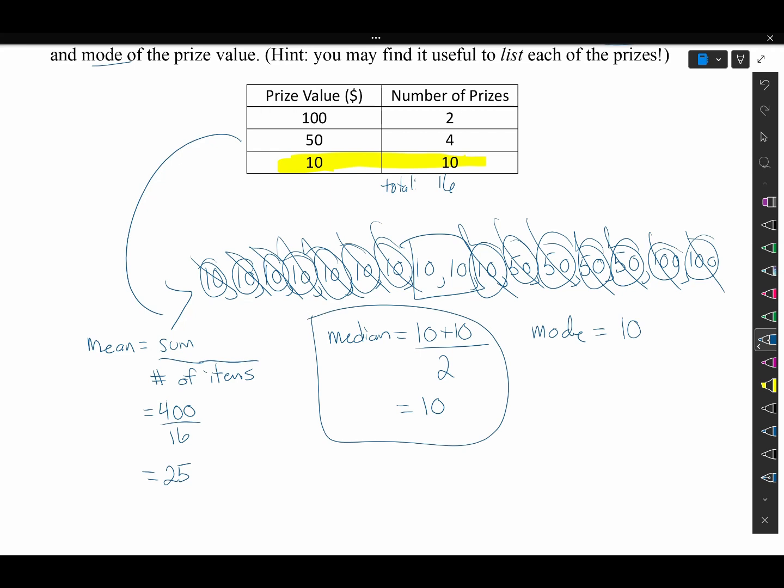The median is 10. The mode is 10. The mean is 25. At this point, I'm hoping you feel pretty darn comfortable. You've been doing this for years. Nice work.